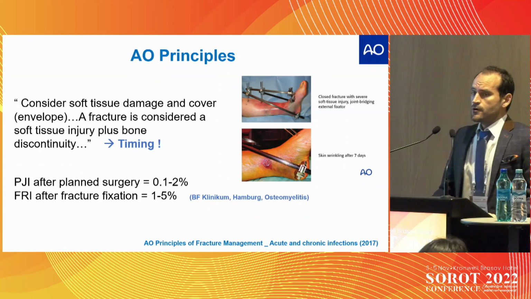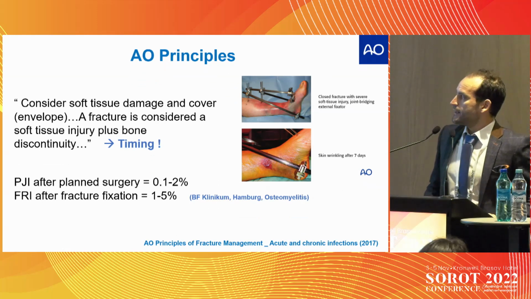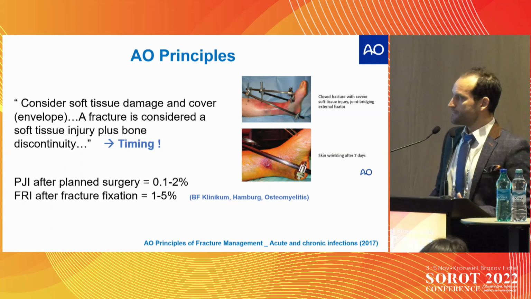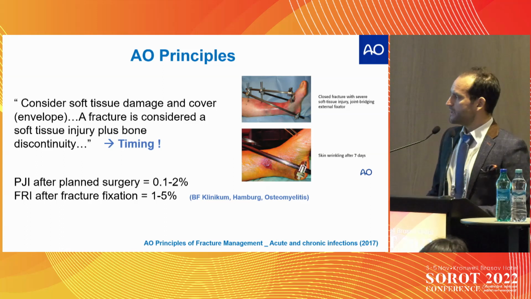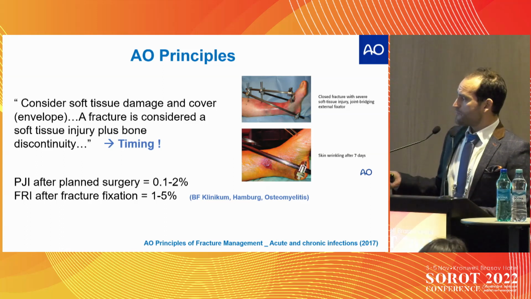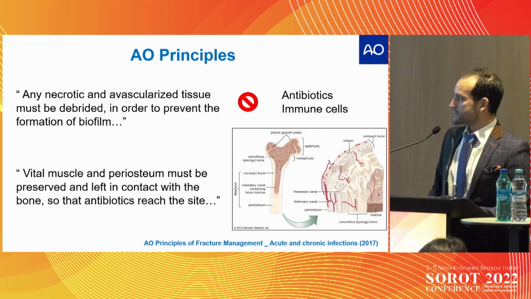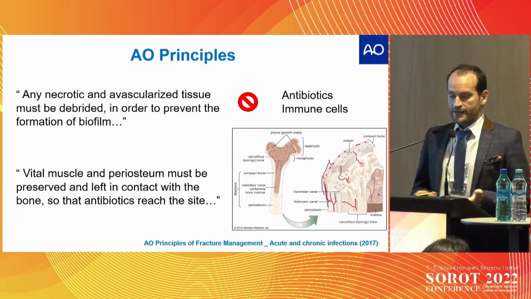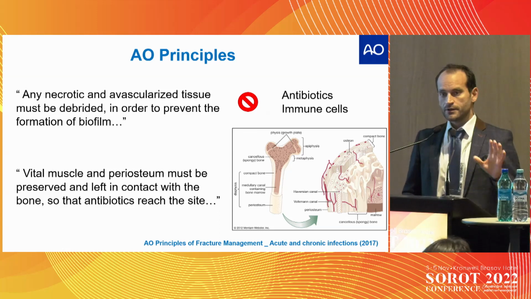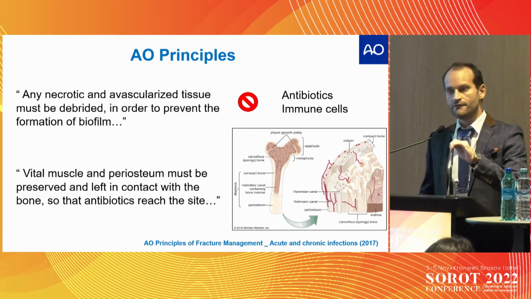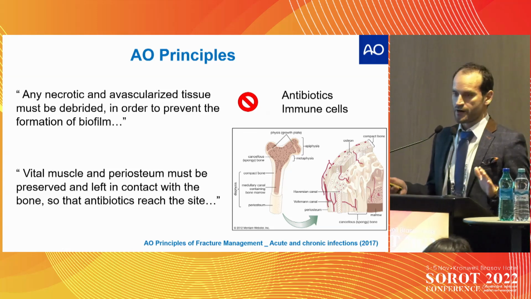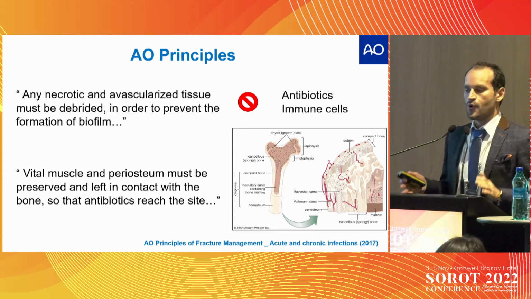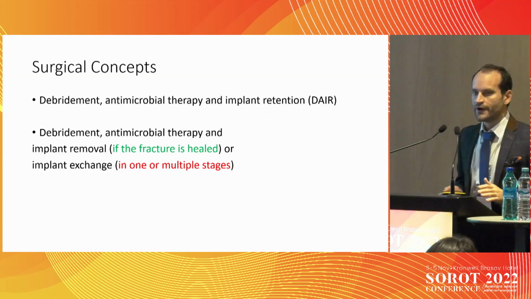What does AO tell us? AO tells us that a fracture is considered a soft tissue injury plus bone discontinuity. That means it's a complicated injury, and that FRIs are much more common than PJIs. Also, what they tell us is that we have to remove any necrotic tissue, but not be so aggressive as to remove vital tissues, because vital tissues are the means of transportation for the antibiotics to reach our bone. So we don't have to remove everything.